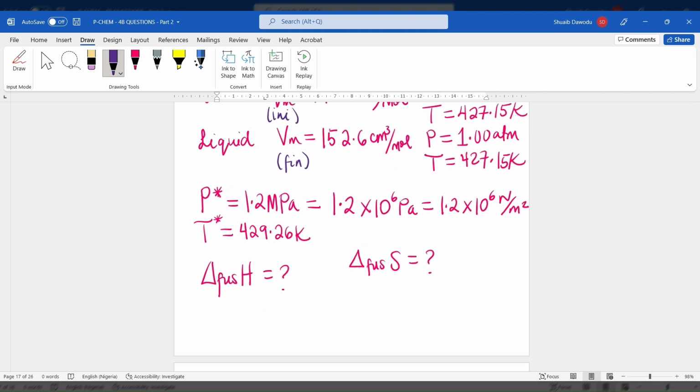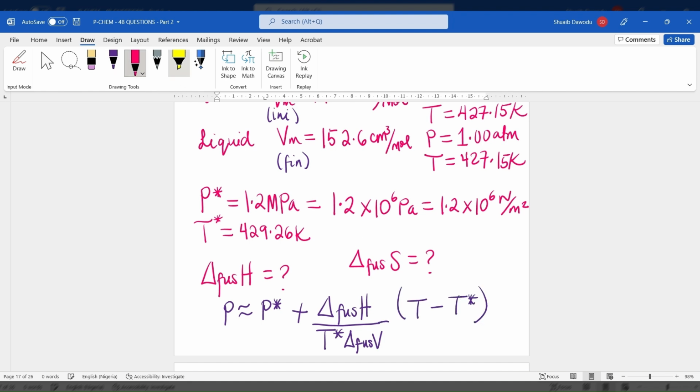So you may be wondering, how do we go about solving this? In your Physical Chemistry Atkins 11th edition textbook, there is something called the slope of the liquid boundary, and that formula can be integrated to get the formula we're supposed to use to solve this question. The formula is P equals P star plus the change in enthalpy of fusion over T star times the change in molar volume of fusion multiplied by T minus T star.